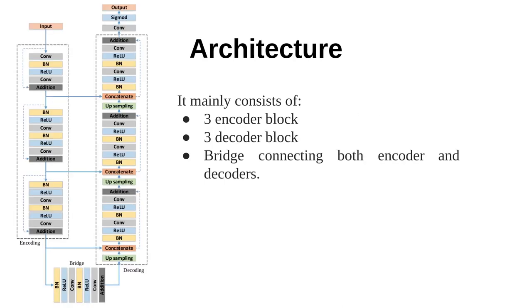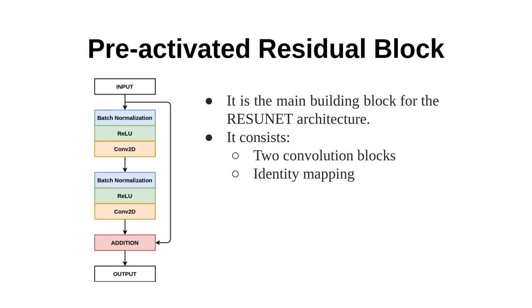Here on the left, you can see the building block for the ResUNet architecture. It mainly consists of three encoder blocks, three decoder blocks, and a bridge connecting both the encoder and the decoder. The pre-activated residual block is the main building block for the ResUNet architecture. It consists of two convolution blocks, where each convolution block consists of a batch normalization, ReLU, and a convolution layer. Next is the identity mapping. Identity mapping connects the input and output of the convolutional block.